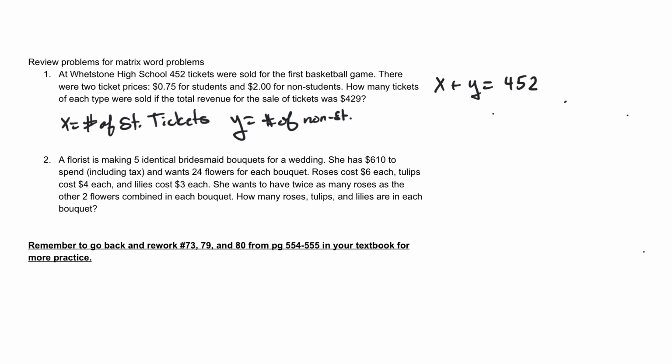The next part is about money. If I know that the total amount of money was $429, then I know that if I multiplied the price times the number of tickets and added them all together, that would equal the total. So 0.75 times X plus $2 times Y equals $429. And that's exactly my two equations.